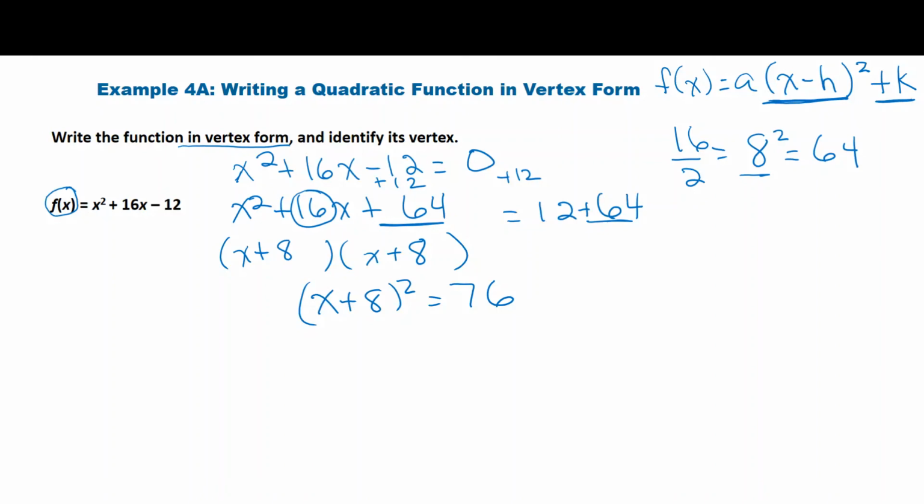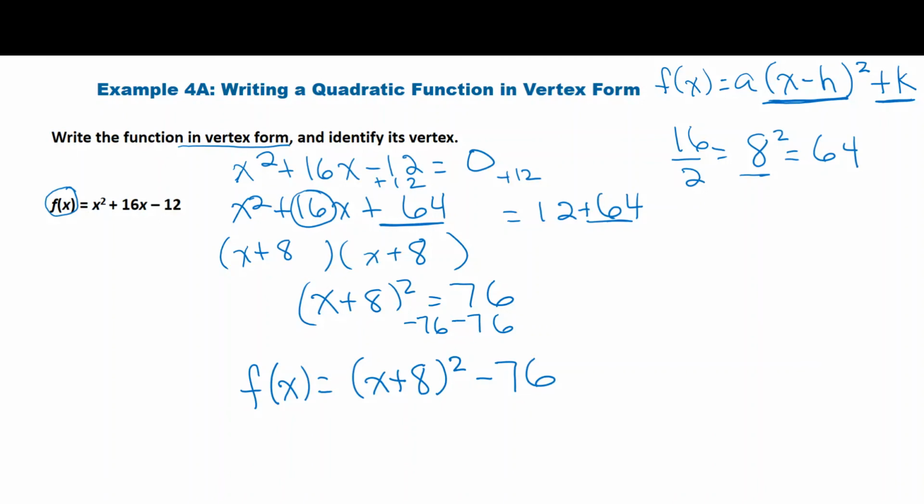So what I'm going to do is go ahead and change back to my f of x form. f of x equals, and I had a positive 76 here, so let's just subtract 76 from both sides. Okay, so I have f of x equals, let me write this a little further down. Okay, f of x equals x plus 8 squared minus 76. And now I have it in my vertex form.